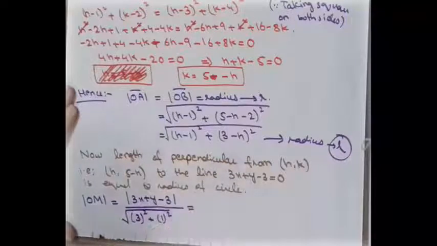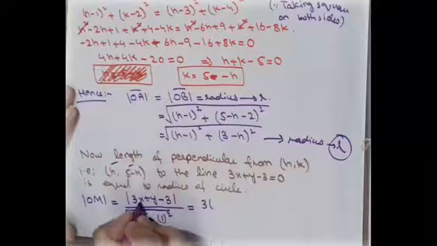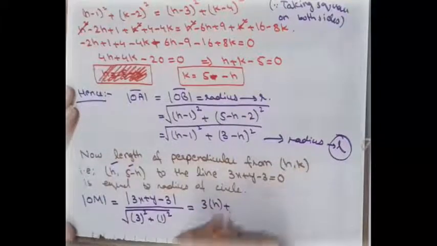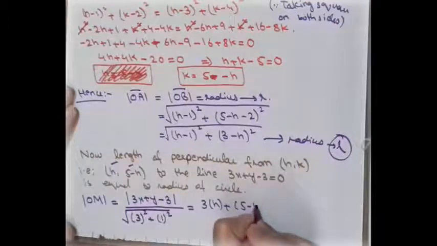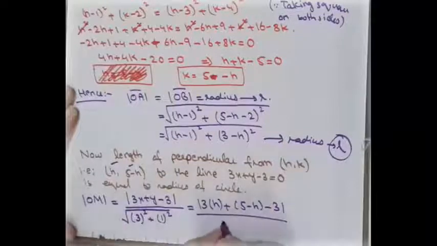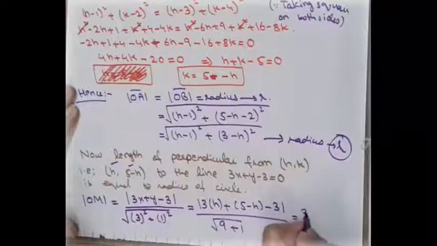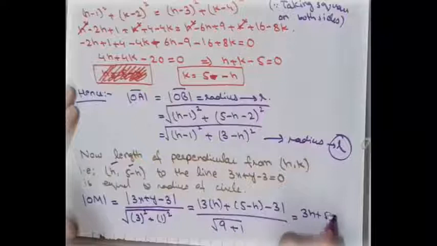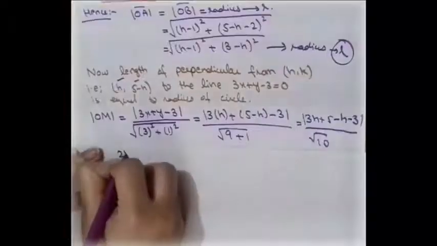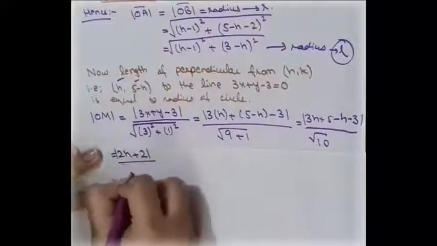If we solve it, here x is h and y is 5 minus h. So we put the values here, which is 3, and in this case x is h, so I will put h here, and y is 5 minus h, minus 3, with magnitude, divided by, if we square it, then it will be 9 plus 1 under the radical sign. So if I solve it, it will be the magnitude of 3h plus 5 minus h minus 3, divided by the square root of 10. 2h and 5 minus 3, which is positive 2, with magnitude, divided by the square root of 10.